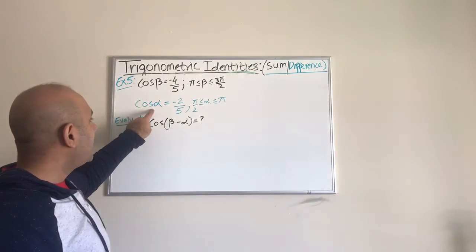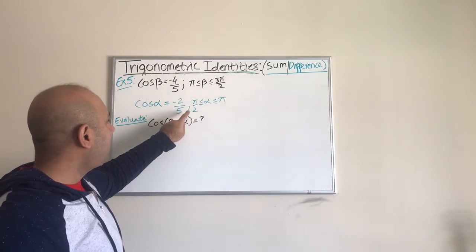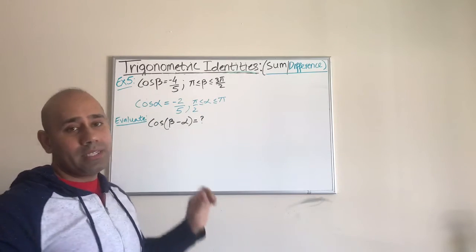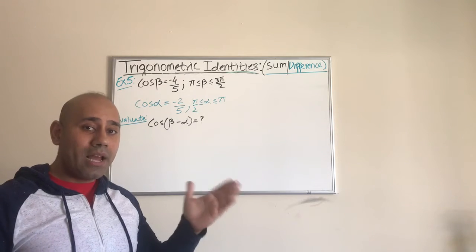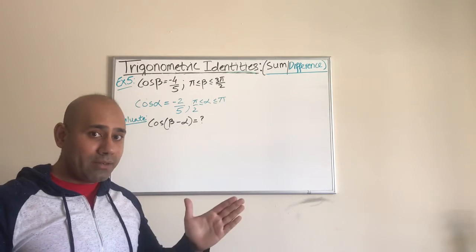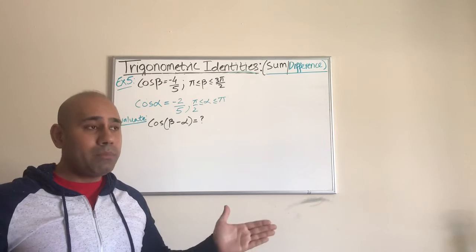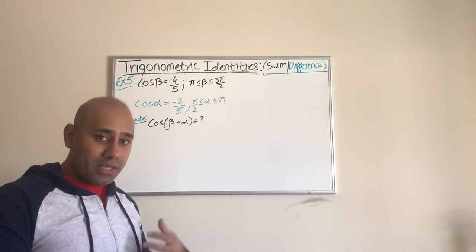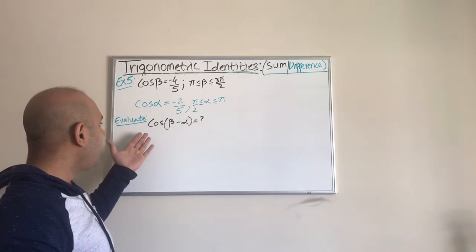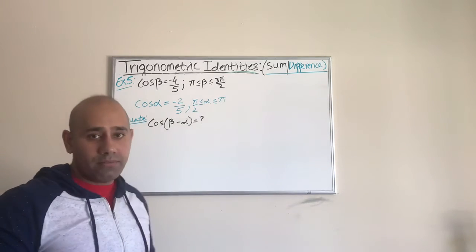And then when we look at the cosine of alpha, which is -2/5, it also specifies that alpha is supposed to be between pi over 2 and pi, which means alpha is between 90 degrees and 180 degrees. So which means alpha is in the second quadrant, okay? So based on this information, we have to evaluate the cosine of beta minus alpha, okay?